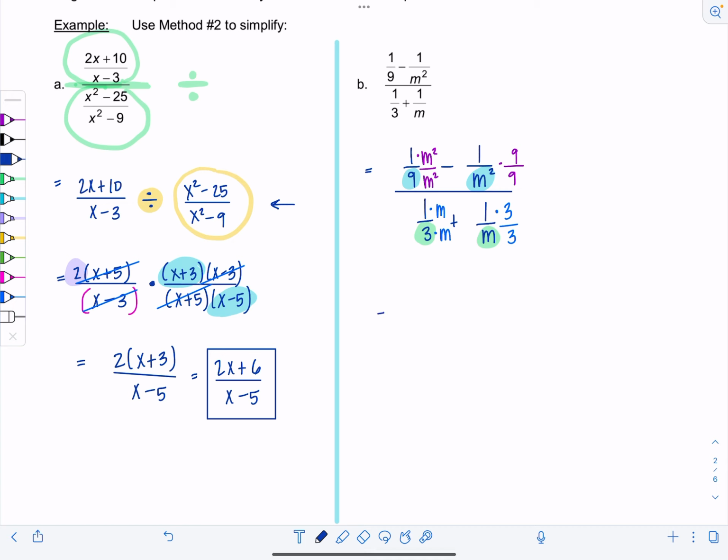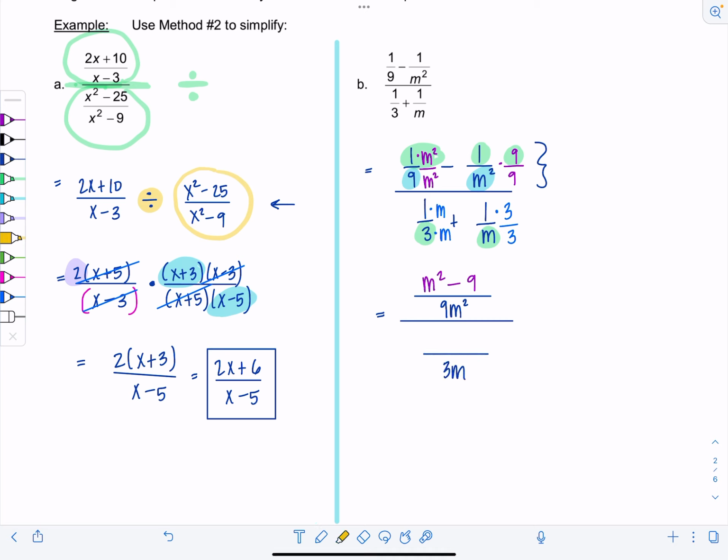All right, so let's see what we have here. Remember, in the numerator, my common denominator ends up being 9m squared. And then I have 1 times m squared right here. So that's just going to give me m squared minus 1 times 9, which is 9. So we've got m squared minus 9 over 9m squared in the numerator. And then in the denominator, our common denominator was 3m.